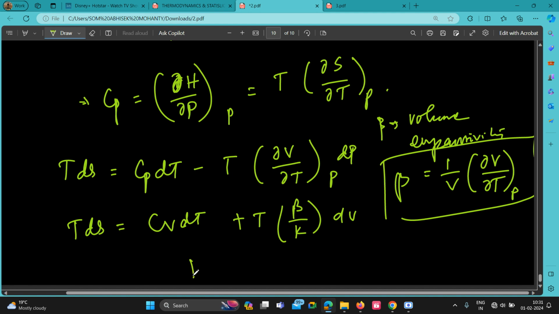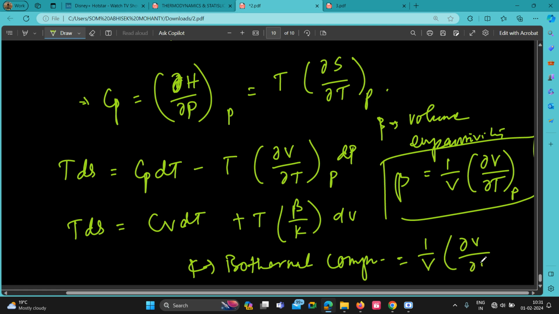Now K is isothermal compressibility. This is also important. Isothermal compressibility is minus 1 by V del V by del P at constant temperature. Okay, so these are some of the important formulas that you need to remember.